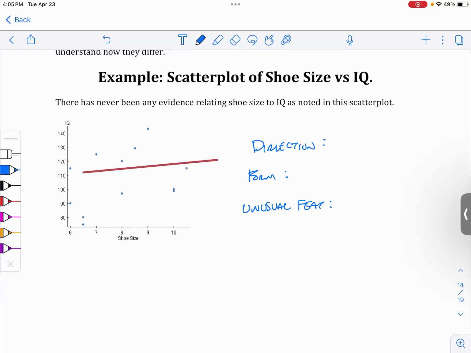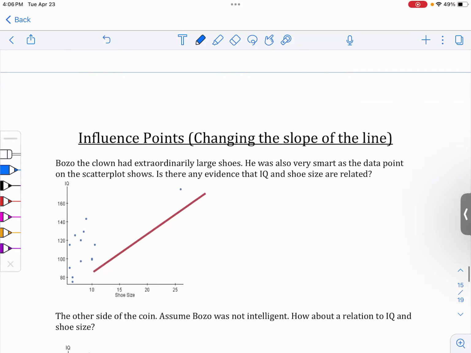so direction, positive, barely, right? And I would even go so far as to say none. Form, none. Unusual features, none. So there's basically no relationship. Scattering of points, right? And that makes total sense. Shoe size and IQ, no relationship. All right, so that, okay, perfect. I'm seeing exactly what I believe to see.